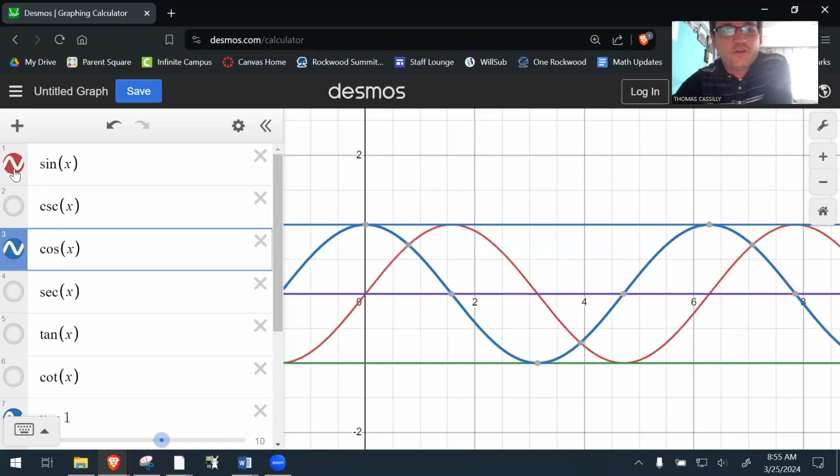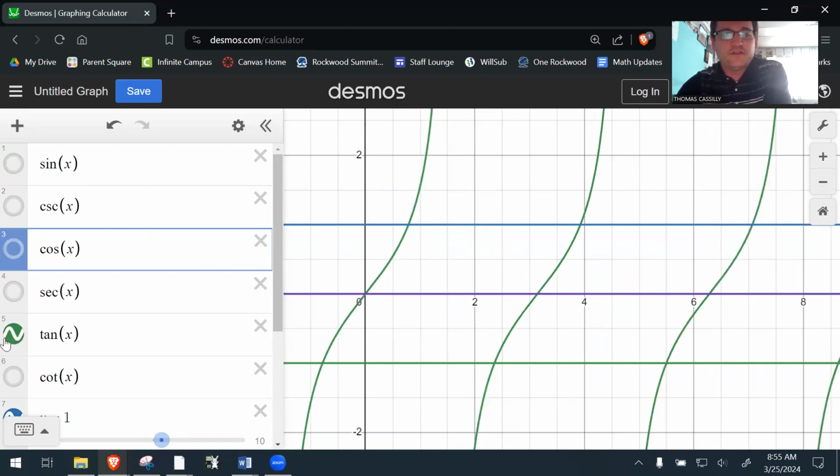If we compare these two, the red one is our sine function, the blue one is our cosine function. They look very similar, but they basically have different starting points. Cosine starts at 1, and sine starts at 0. And then the last one we have is the tangent.